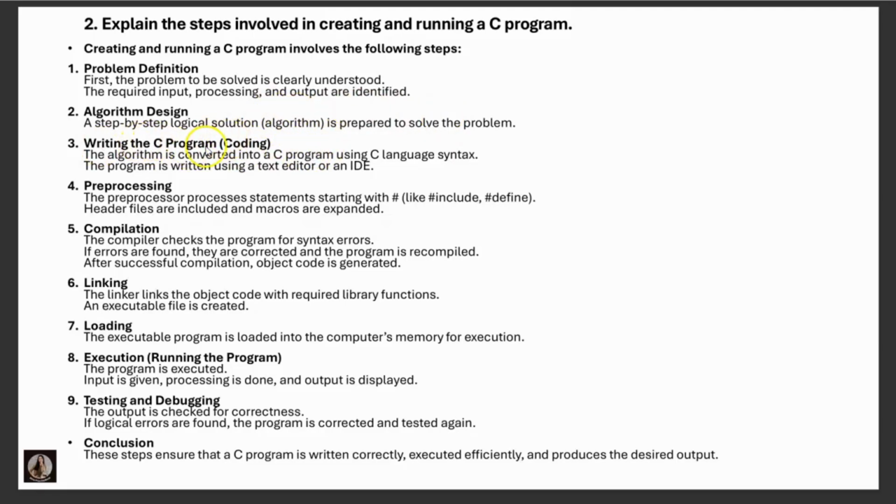Write the C program, which means coding. The algorithm is converted into a C program using C language syntax. Based on the C language syntax only, we convert the algorithm into code. Clear? After that, the program is written using a text editor or an IDE. I will explain that later because this is completely about basics.